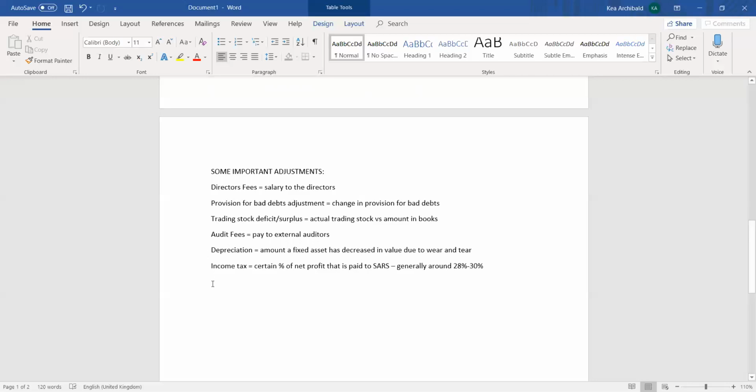The last adjustment is income tax. It is a certain percentage of net profit that is paid to SARS. It is generally around 28 to 30%. Like I explained, you would take your net profit before tax, times it by 28%, and get an amount, and that would be your income tax. That amount should be paid to SARS.